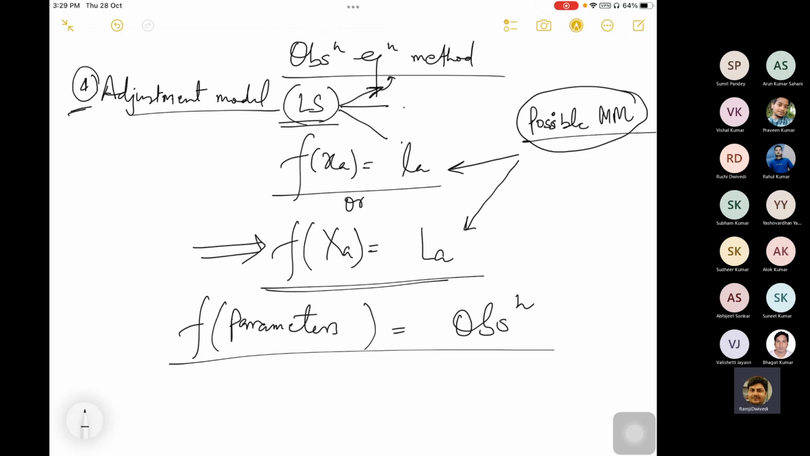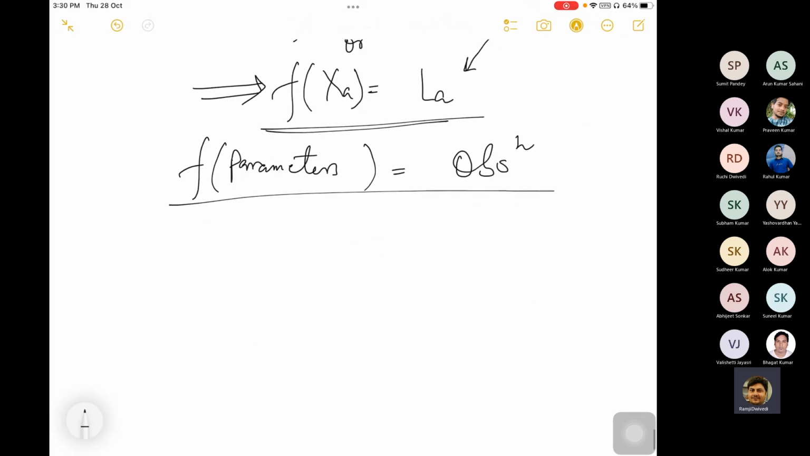is equal to la. Okay. Now the first approach is, you are aware that it is f(xa) is equal to la. And you need to understand one more point: whatever we are doing is for linear systems. In fact, I told you in the last class, we have a linear system of equations that we have to attempt.